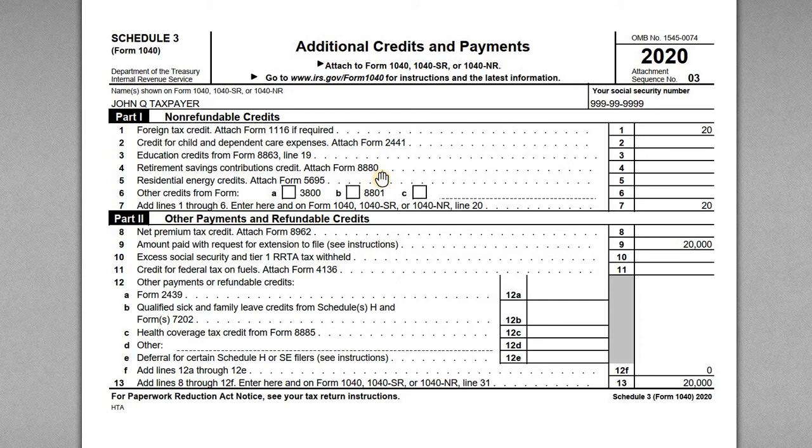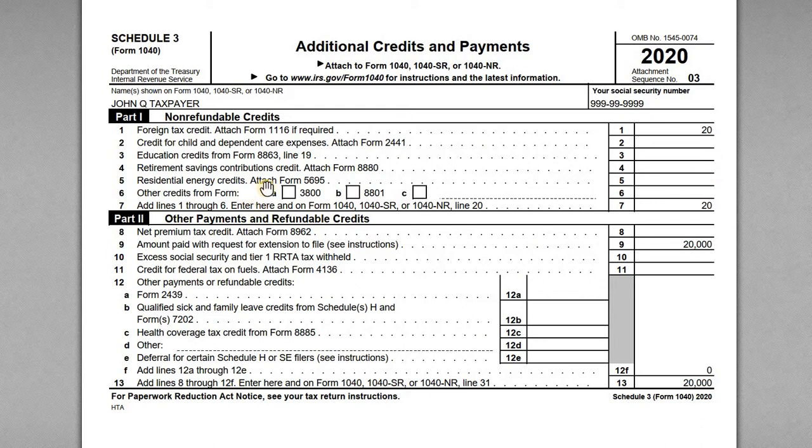If you put money into an IRA, there is a credit computed based on the amount you put in, and that will be eligible to be placed here, and then it can also reduce your tax liability. So keep that in mind. If you're making contributions to a Roth or traditional IRA, and your income is below certain thresholds, you might be eligible for a tax credit.